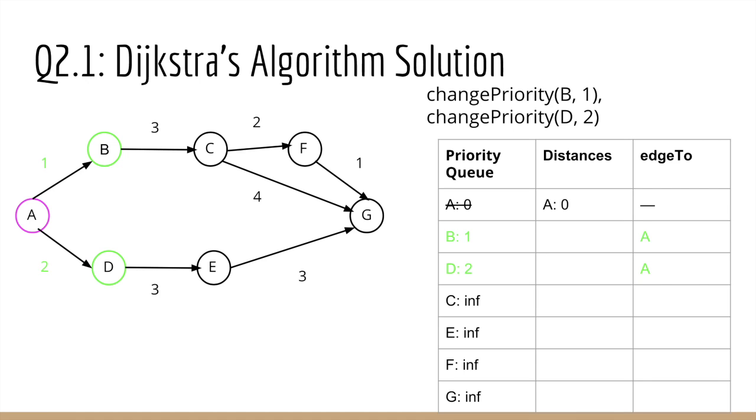We then look at the vertices it is pointing to, which are B and D. The current distance from A to B is 1, and that is definitely less than infinity, so we update B's priority. Similarly, the distance between A and D is currently 2, so we update D's priority as well.